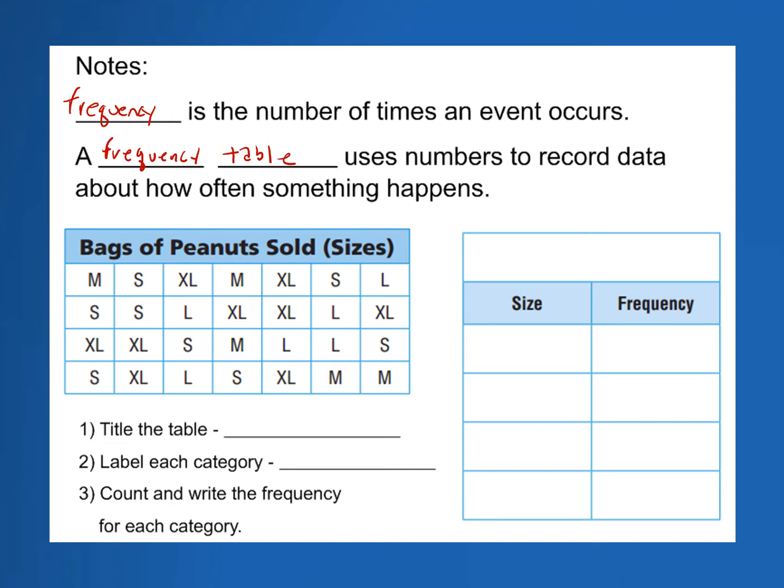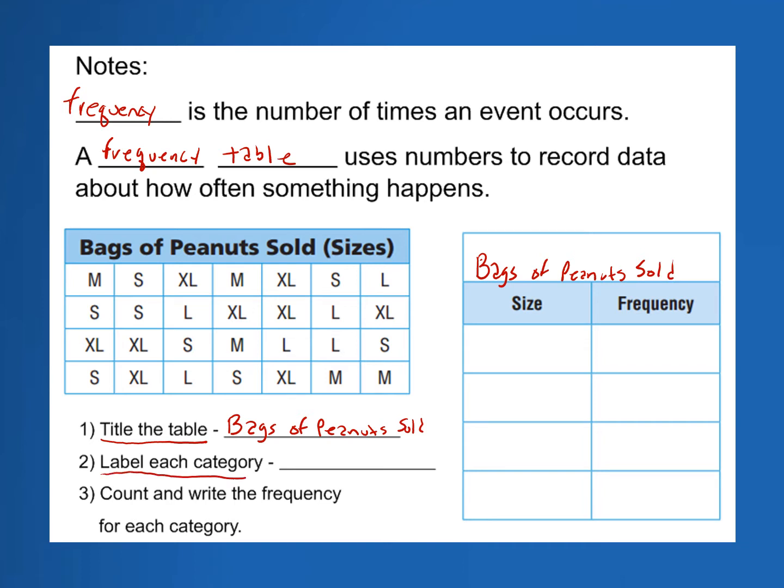So let's go ahead and do a practice problem here. So here I have bags of peanuts sold in sizes, right? So step one, we always want to title the table. So the title of this table is bags of peanuts sold. So we're going to write that in our frequency table over here. Bags of peanuts sold.